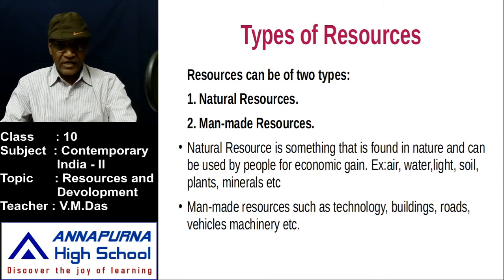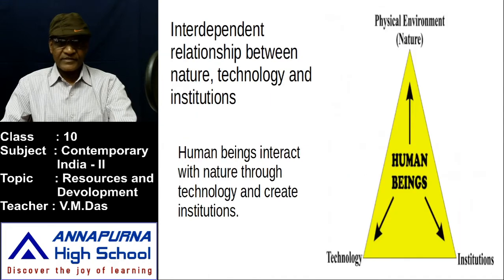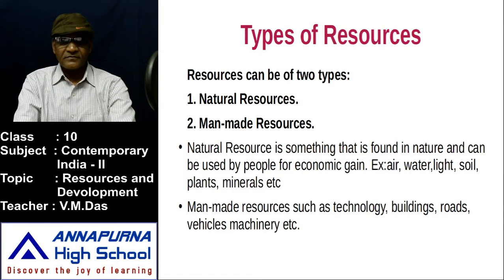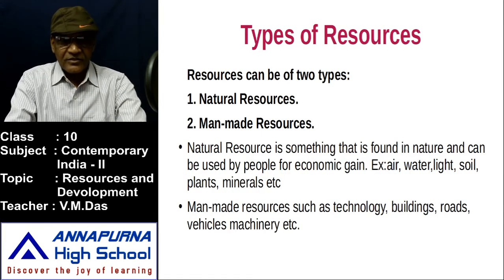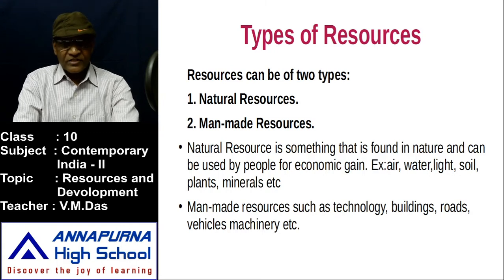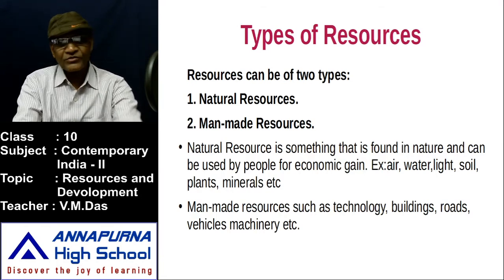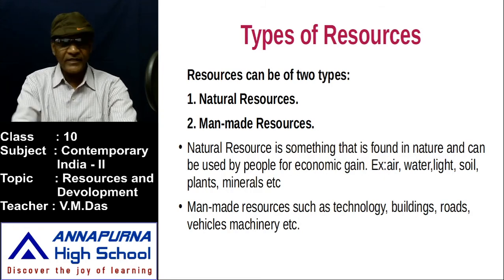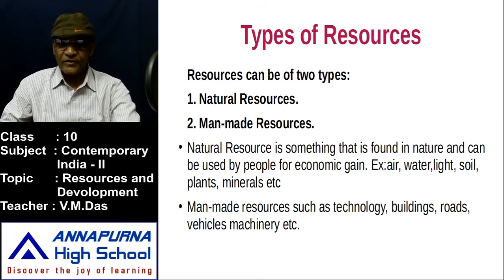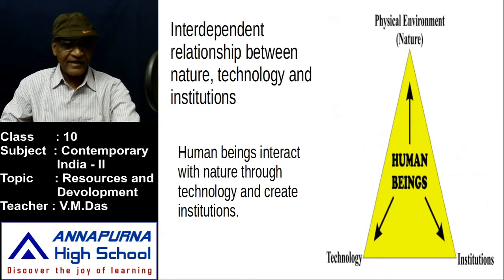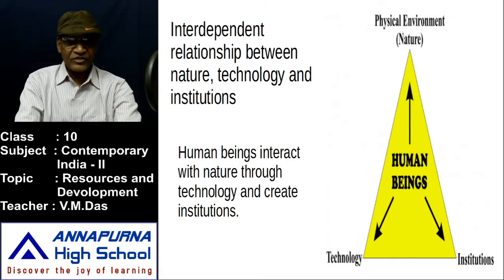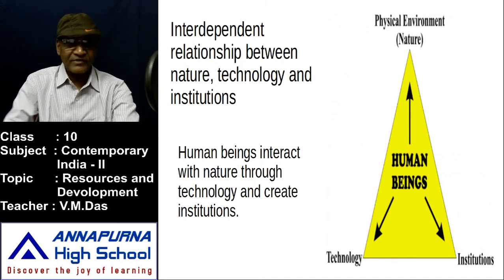Okay, dear children, now let us watch a diagram. So those are the types of resources. One is natural resources, second one is man-made resources. I have already told you the examples of these two types of resources. Now here is the diagram. You just take a look at this diagram so that you can have an idea.